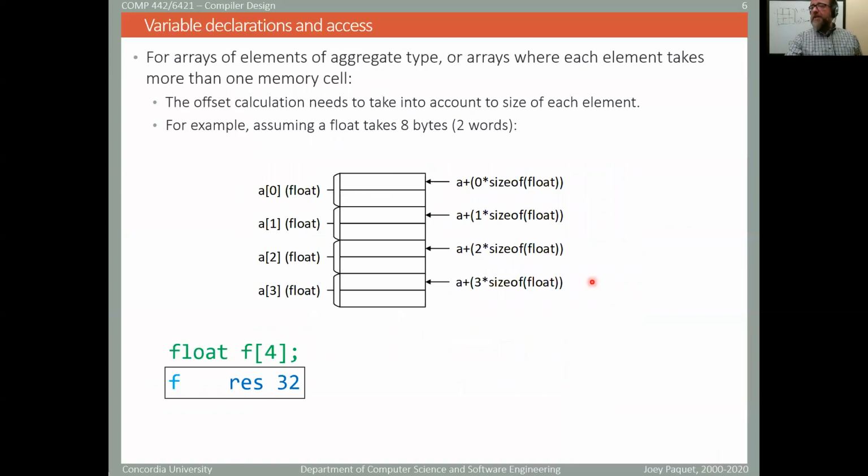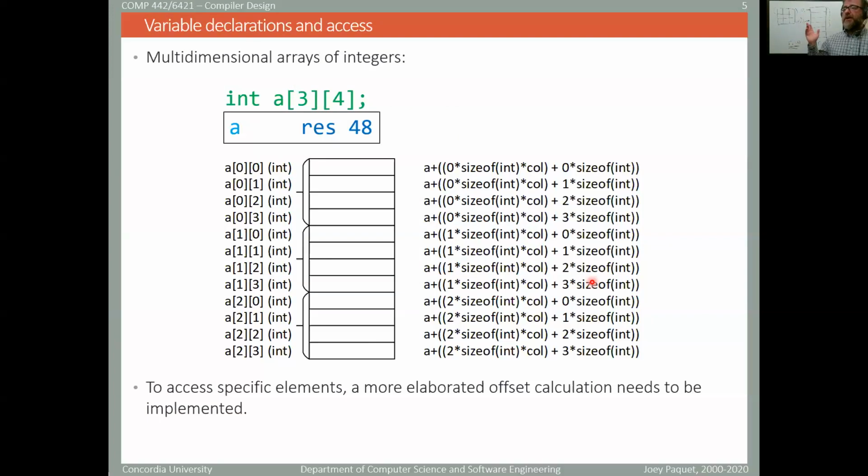Now, these two examples were for arrays of integers. My assumption here was that one integer was actually stored in one memory cell. So what if the elements of an array are each contained in more than one memory cell? Let's say, for example, you have a floating point number. The assumption, for example, might be that a floating point number would be stored in two consecutive memory cells.